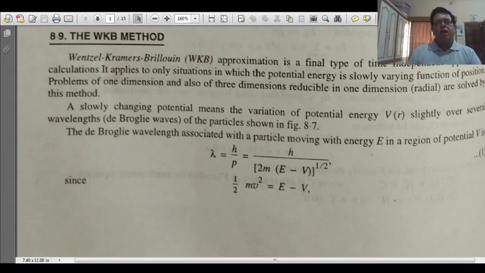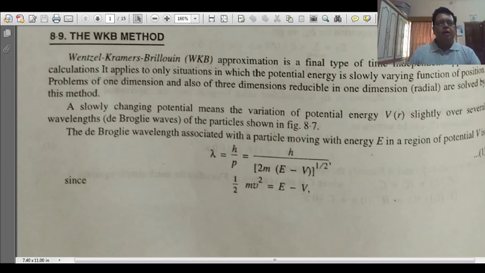Now, in which kind of situations is it applied? The WKB method is applied to problems where the potential energy is a slowly varying function of position. That means the potential energy varies slowly with respect to position. In such kinds of problems, this method is applicable.